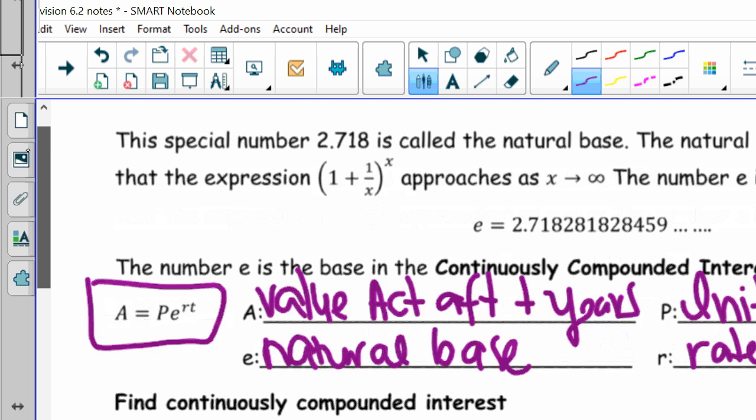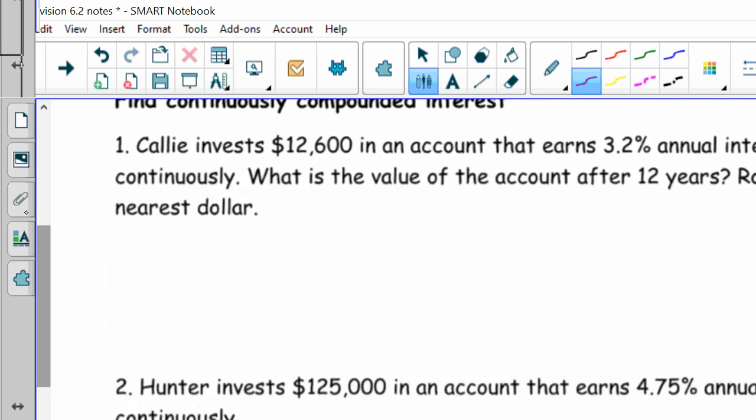So now we're going to practice using that button on our calculator and finding continuously compounded interest. It says Callie invests $12,600 in an account that earns 3.2% annual interest compounded continuously. What is the value of the account after 12 years? Round your answer to the nearest dollar. So let's just plug into the formula.